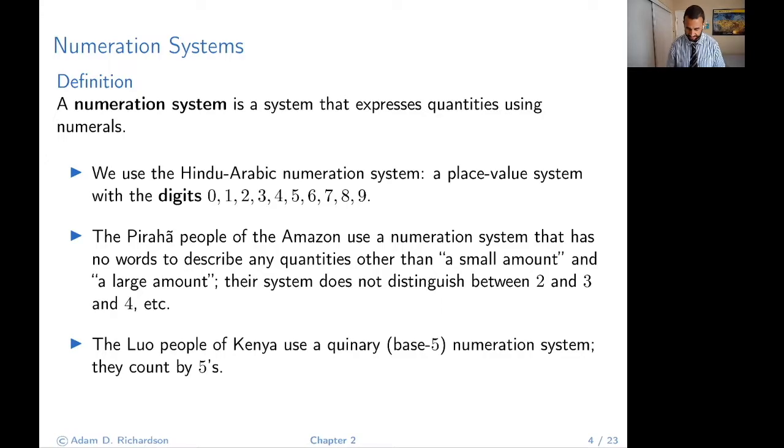It's a numeration system. The Luo people of Kenya use a quinary system, which is base 5. So they count by fives. And again, that's not too unnatural if you think about how many fingers we have on each hand. It's just that if you were to use these symbols in base 5, some of those symbols won't exist in base 5. Because if you're counting by fives, then you're going to start grouping by powers of 5, as we'll see in a minute here.